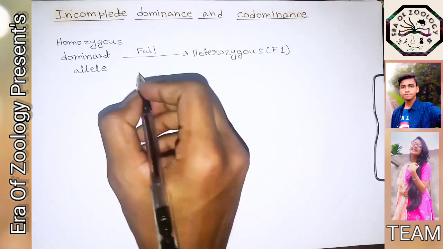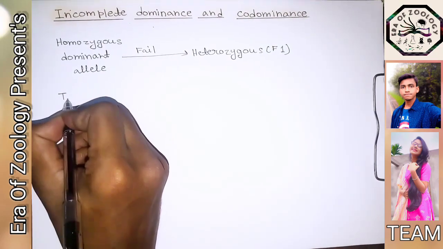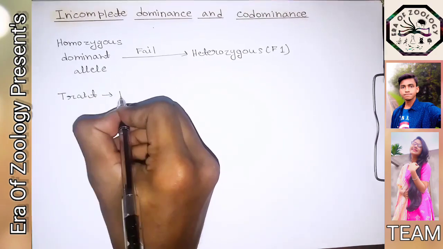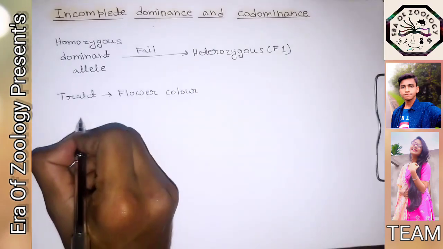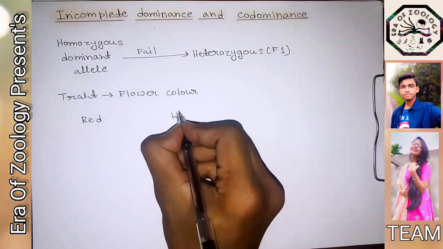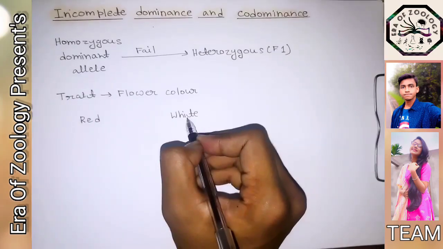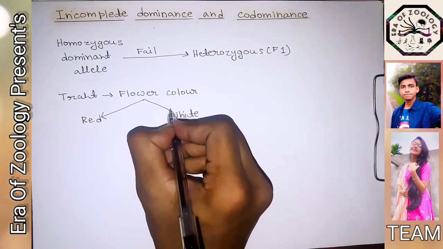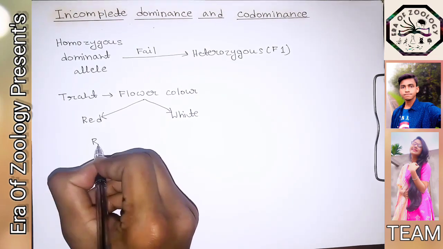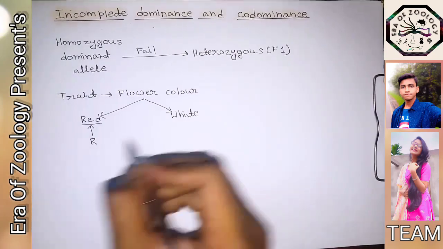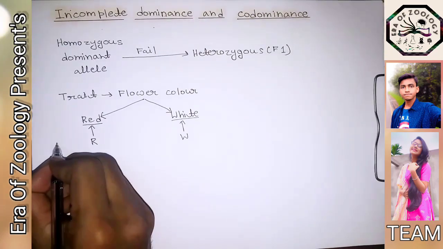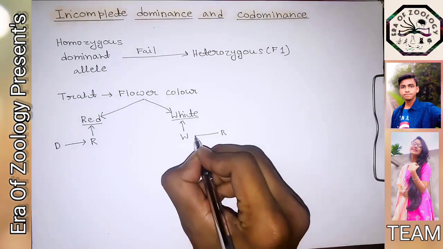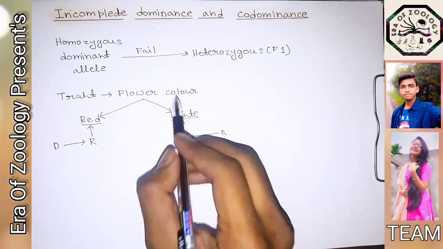So let's explain it in brief. Suppose we take the trait of flower color. One color is red and another color is white. For the red color, the R allele is responsible, and for the white color, the W allele is responsible. Now the dominant allele is R, which is responsible for the red color, and the recessive allele is W, which is responsible for the white color in the flower.